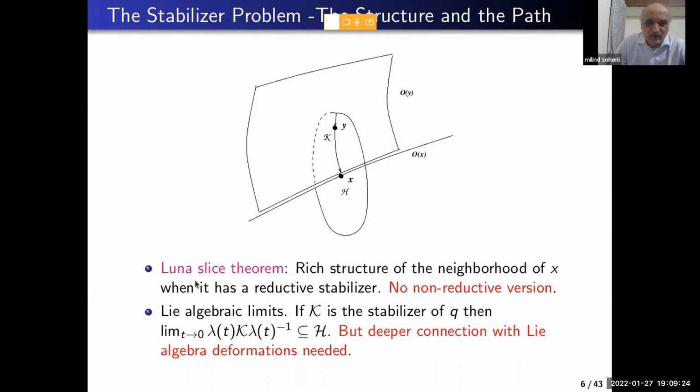One of the tools, of course, is the Luna slice theorem, which gives us a very rich structure of the neighborhood of x. That is only when x is reductive and the orbit O_x is closed. And typically when x is the homogenized permanent, that is not true, so this assumption does not hold. And about taking limits, of course, we know that if lambda(t) is taking y to x, then the stabilizers along the way are conjugates. But how do these limits happen really, and how does K, the conjugate of K in the limit, sit inside H? That is also not clear.